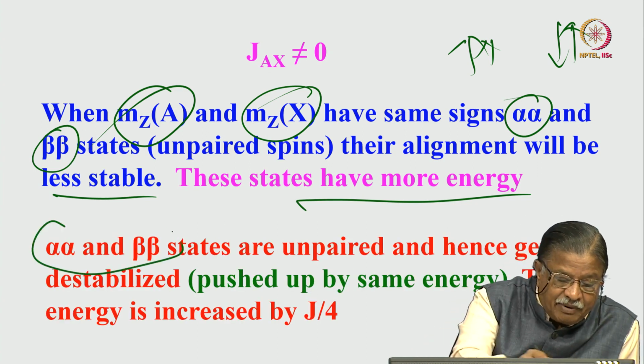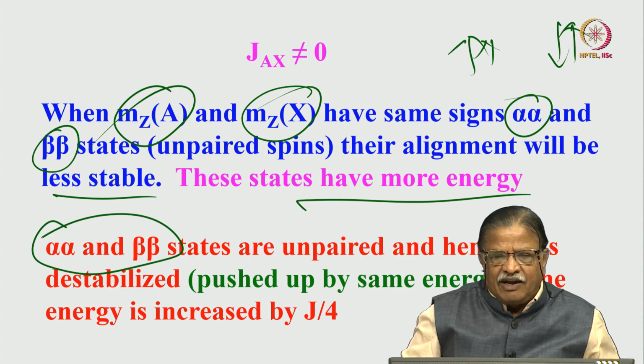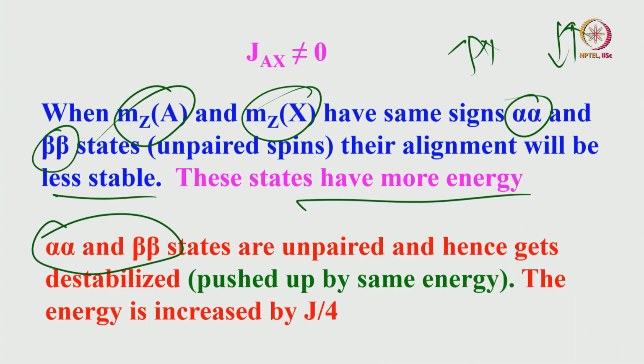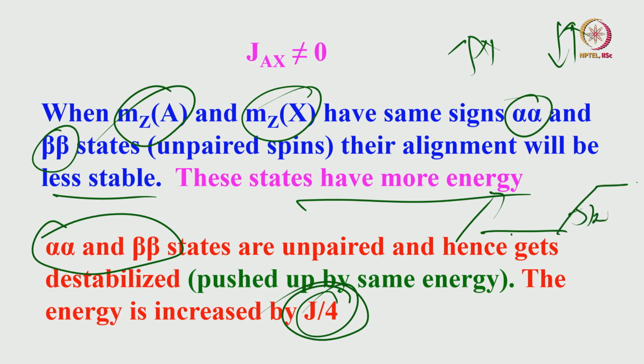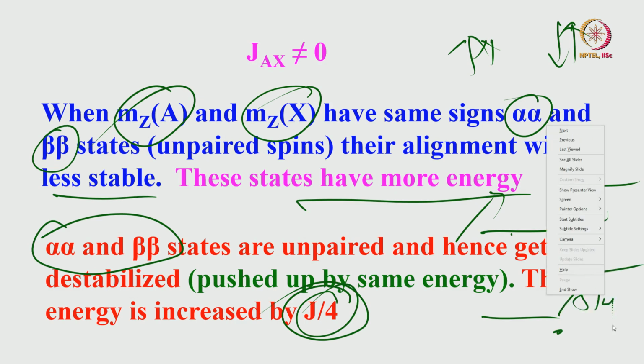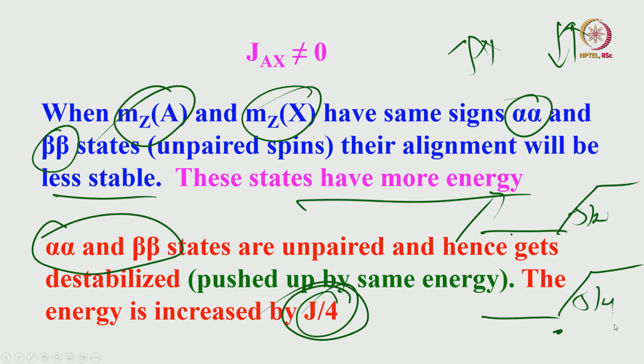As a consequence, what will happen? The alpha alpha and beta beta states, because of their unpaired spins, have their energy level destabilized and pushed up. How much is the energy state pushed up? By J by 4. I will show you by picture. Please remember, when we consider the alpha alpha and beta beta states, the energy state is pushed up by J by 4, and this will be the energy state now. Similarly, if it is beta beta, it is pushed up by J by 4. This is the situation we are going to get for the unpaired states, unpaired spins.